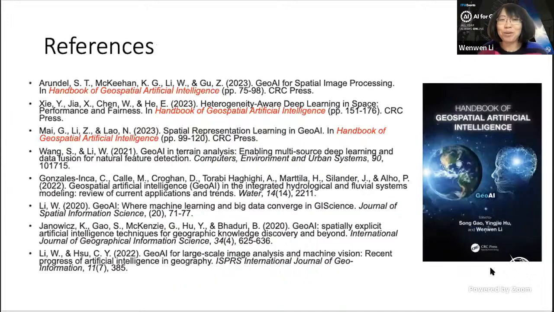And I list a few references here. As you see, many of these are from our handbook, and we welcome you to read these chapters because they are all interconnected and super exciting advances in this field.